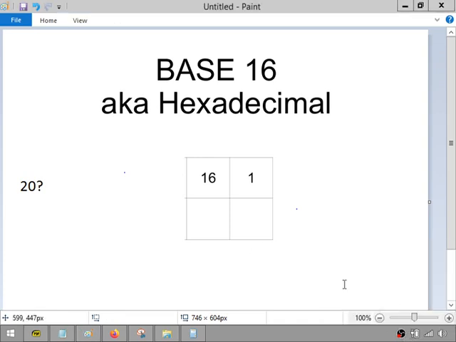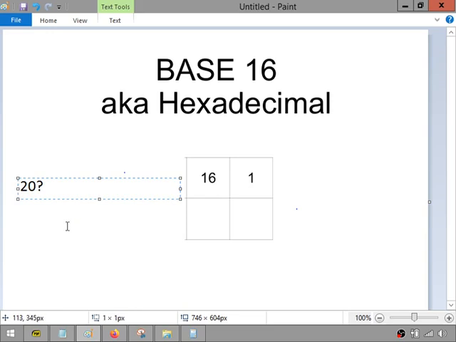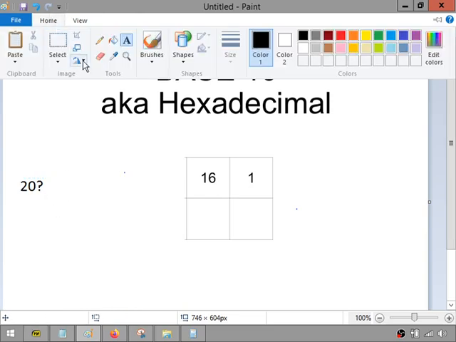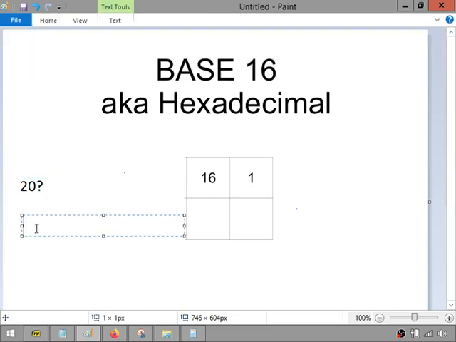Okay, now some of you might be able to look at this and just instantly go, okay, I know what that is, easy peasy. For others, it might not be so obvious. So I'm going to have a step-by-step approach to help you out. So we're going to start off with the left here, 16s, and then we're going to move on to the ones. Well, first of all, how many 16s can we fit into 20? Well, we can fit 1 in there with 4 left over.